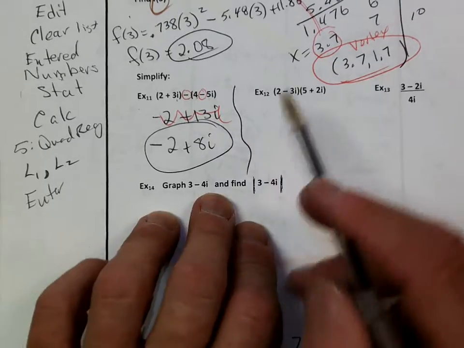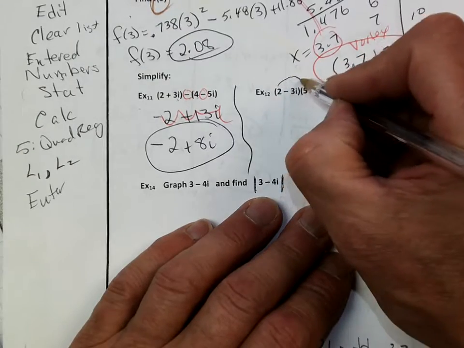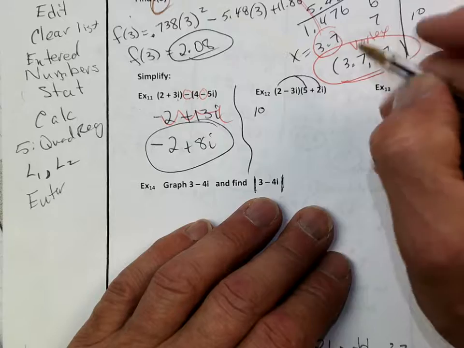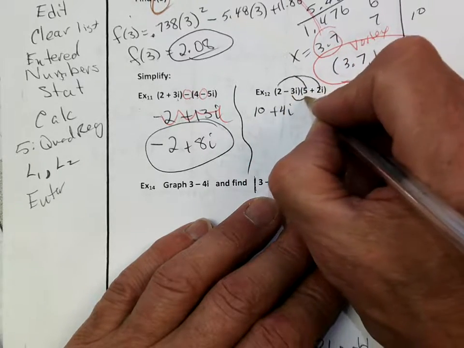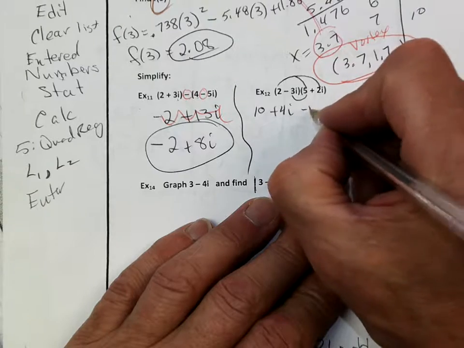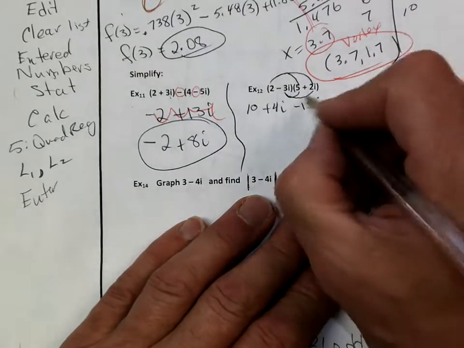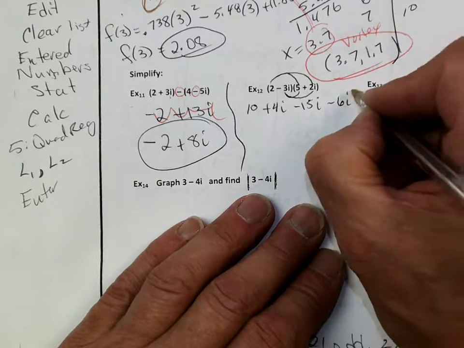Obviously, I messed it up. Okay, 12. We're going to FOIL. We're going to go 2 times 5 is 10. 2 times 2i is 4i. Negative 3 times 5 is negative 15i. And negative 3i times 2i is negative 6i squared.